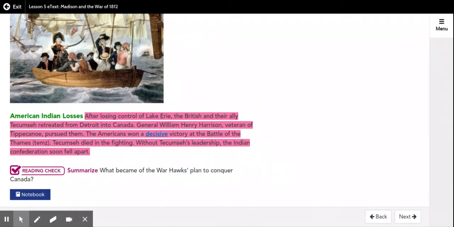Reading check. Summarize. What became of the Warhawks' plan to conquer Canada?